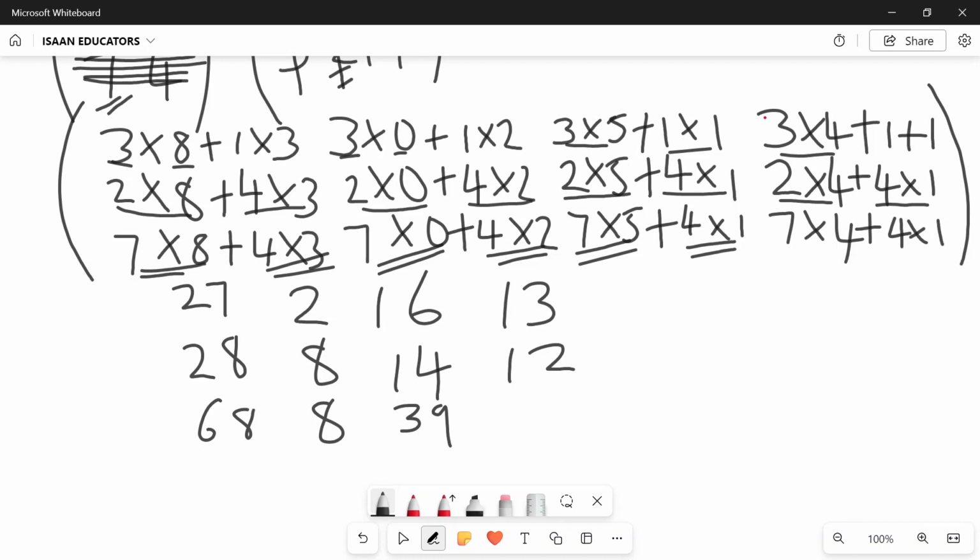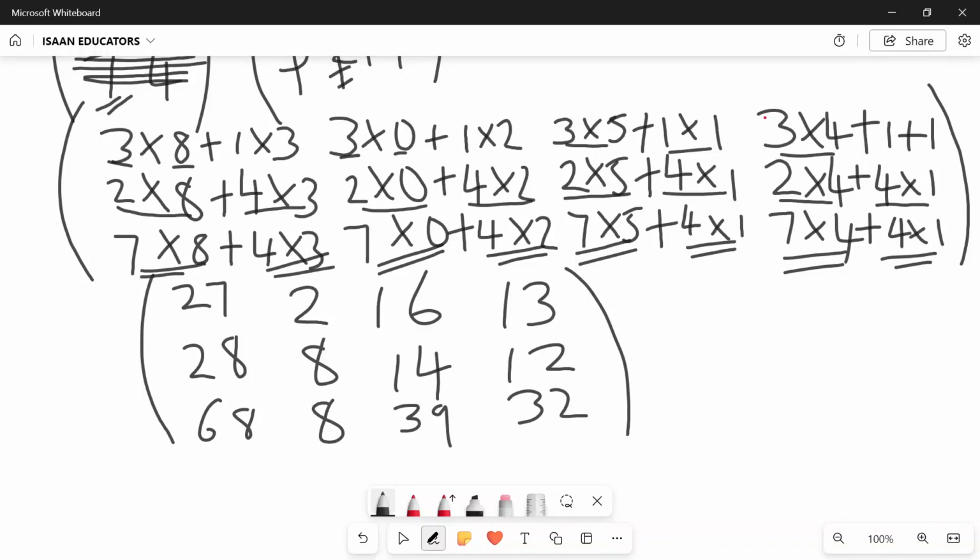Then the last one here, we have 7 times 4. 7 times 4 is 28. So 28, then 4 times 1 is 4. So 28 plus 4, definitely it will give you a 32. So this now is our resultant matrix.